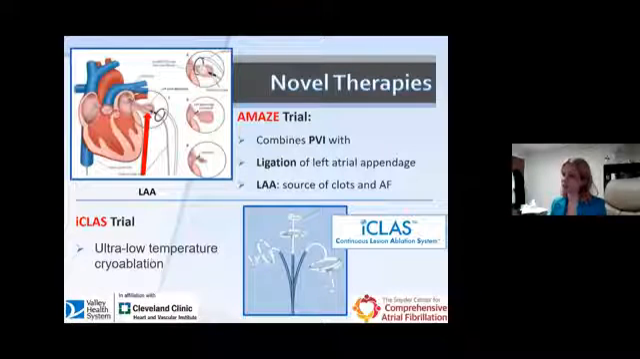And the second trial we have is the iClass trial, where we use a different ablation catheter for both the pulmonary veins and the back wall of the left atrium, with a different ablation catheter that looks kind of like this, like a corkscrew, that also uses freezing for ablation.